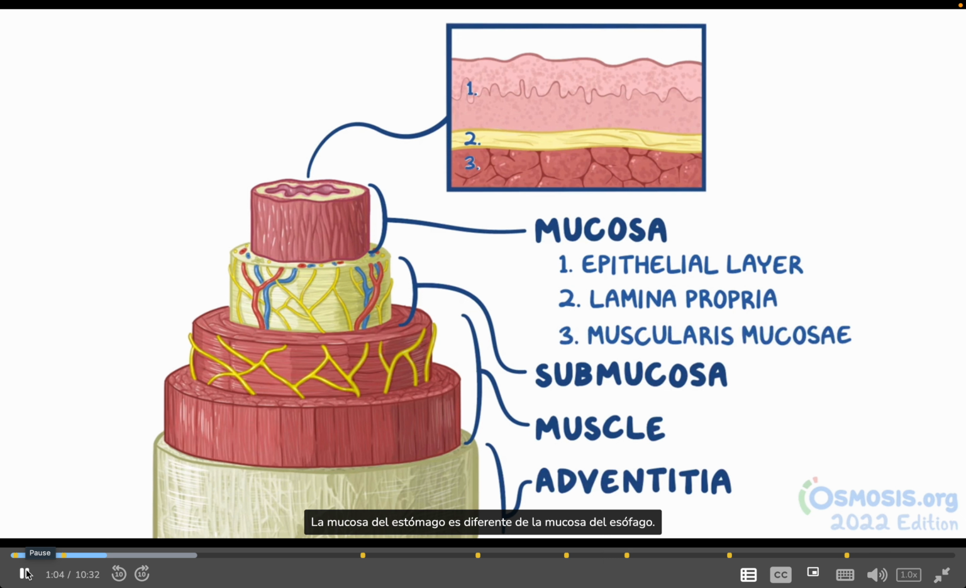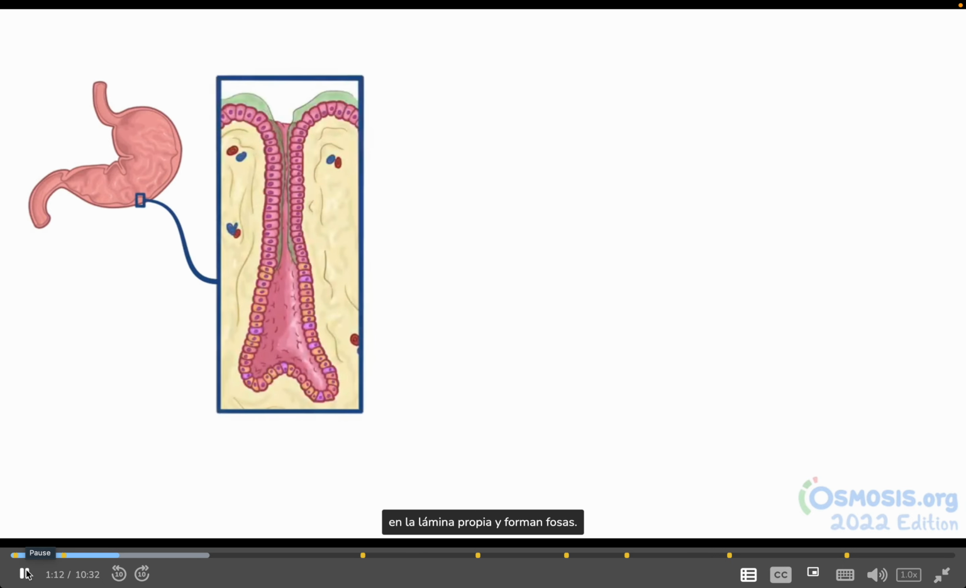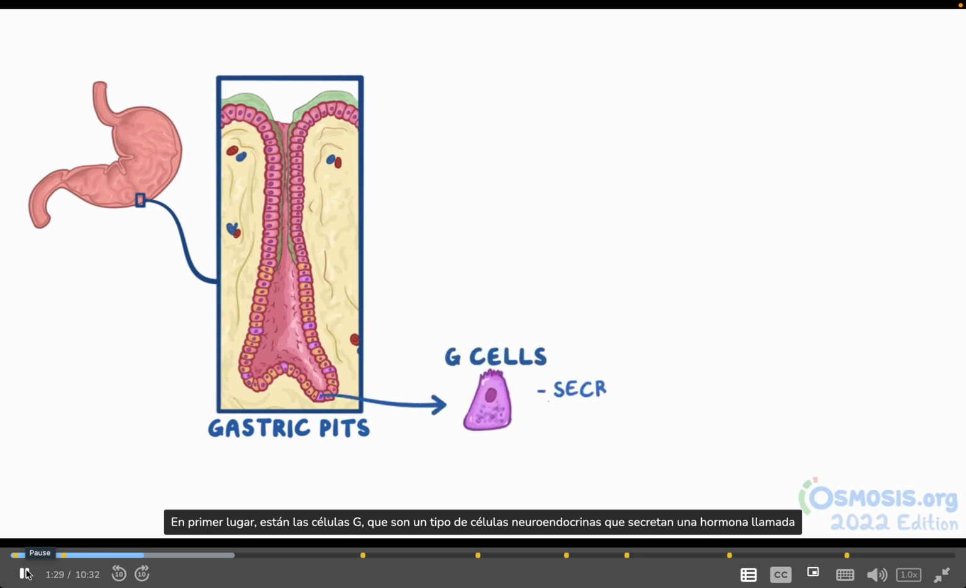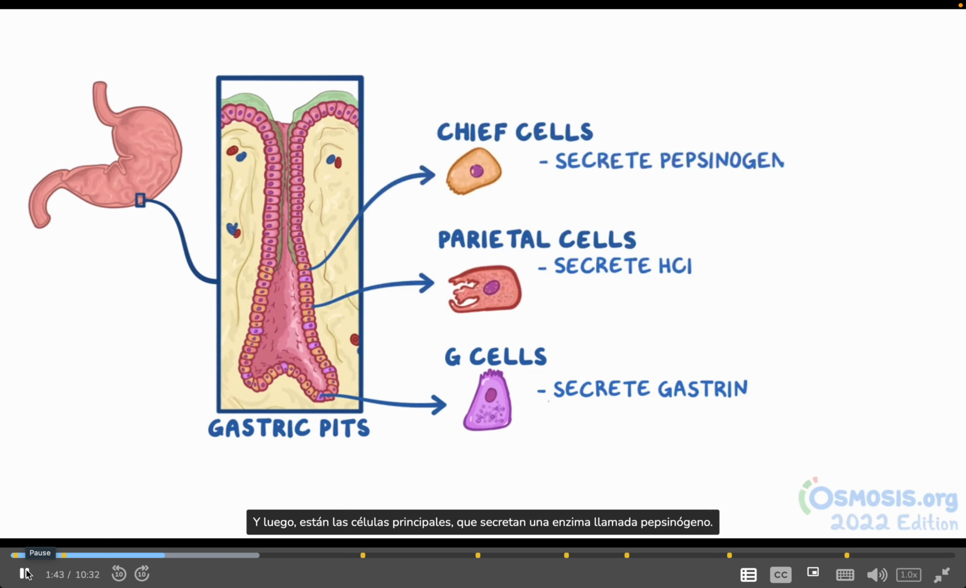Now, the stomach mucosa is different from the esophageal mucosa. Inside the stomach, the epithelial layer is made up of cylindrical cells, which dive into the lamina propria, forming pits. These pits are the gastric glands, and there are many of them scattered throughout the stomach. Distributed among the cylindrical gland cells, there are different types of secretory cells. First, there are G cells, which are a type of neuroendocrine cells that secrete a hormone called gastrin in response to food entering the stomach. Gastrin stimulates another type of cells, the parietal cells, to release hydrochloric acid. And then there are chief cells, which secrete an enzyme called pepsinogen.